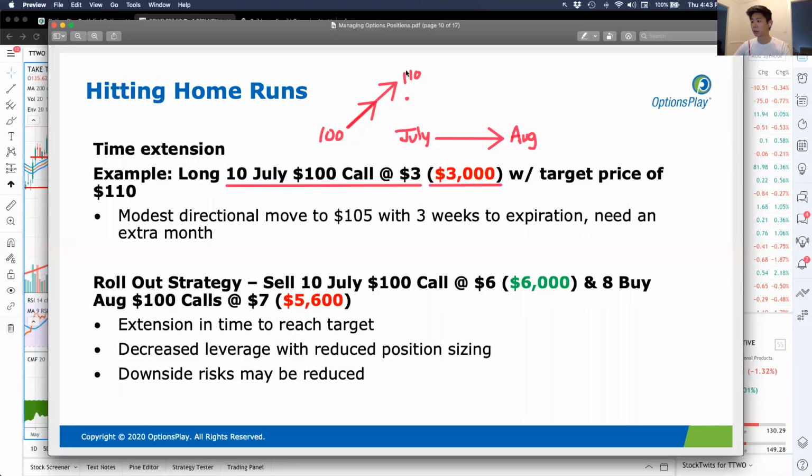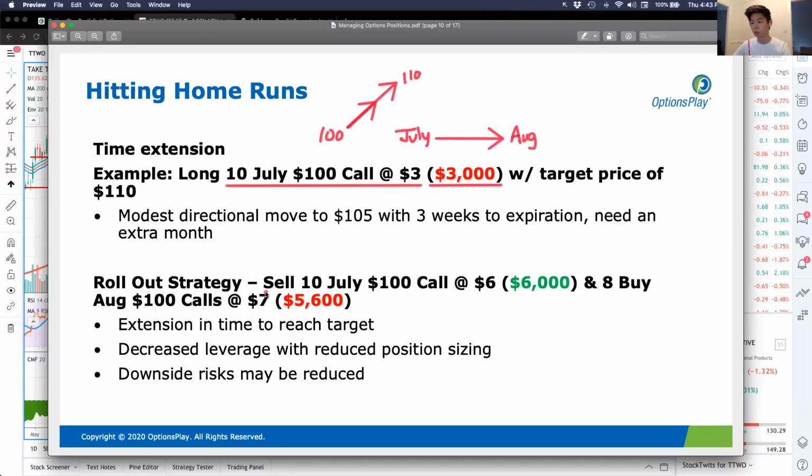And I'm thinking to myself, in order for it to reach that 110, I'm not quite comfortable. I don't think it's going to get there in 3 weeks. I think it's going to take longer, right? So just like the same example that I gave you before, but here you're not as confident in that big push higher. You're thinking that it's going to take a little bit more time.